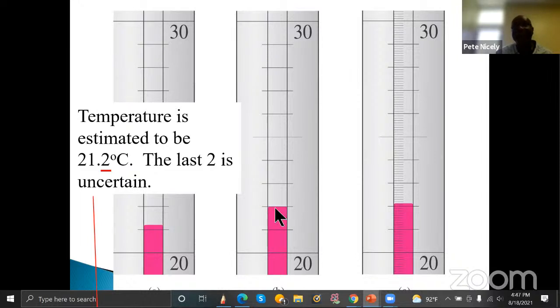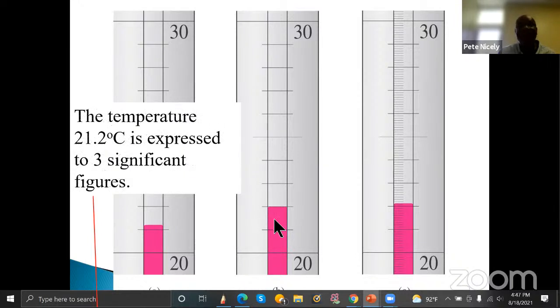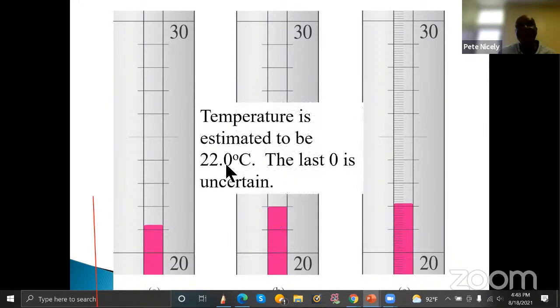And since this looks like it's on the line here, then one could reasonably say that the temperature being recorded here is 22.0, which is the actual answer, right? So in this case here, the temperature here would be 22.0. That would be the temperature. Again, the 0 after the decimal point, you'll be uncertain about that because again, that would be an estimate, all right?